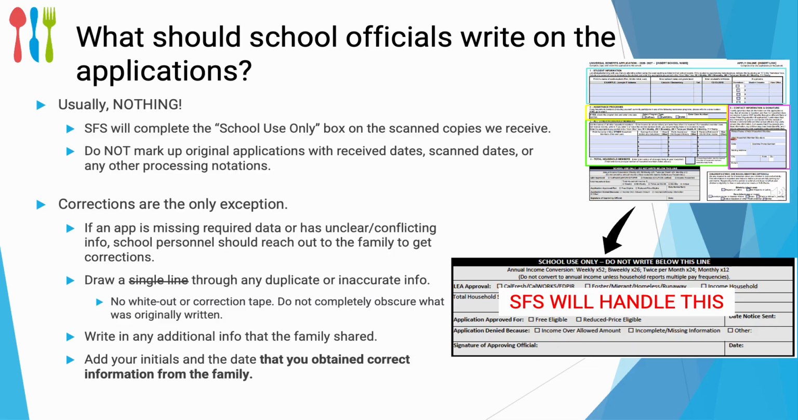Write in as close to where it belongs on the form as possible any additional information that the family shared with you. And then next to that, just initial with your initials and the date that you got that information from the family. The only exception to this would be if they forget to sign it, then the family would have to come in and sign it. But any other corrections, you can usually just contact them, get the info, and then write it on the form.